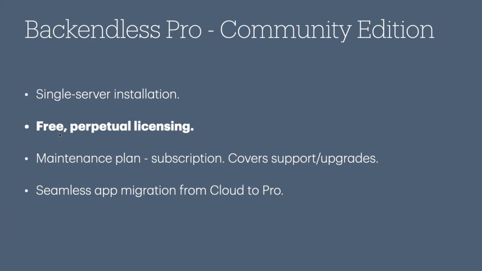There is an ability to migrate your application from cloud to Pro. That is very easy, and it's available today in the Backendless console. Right on the main screen of your application, you will see a button that says generate zip. That will create a zip file that includes absolutely everything from your app, and you can bring that zip into your Pro installation and recreate your app there.